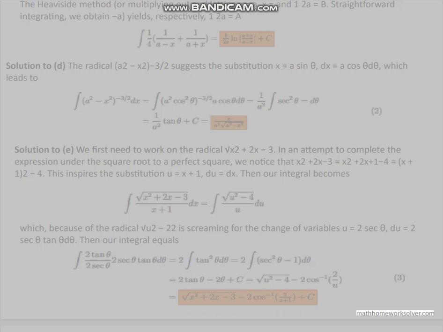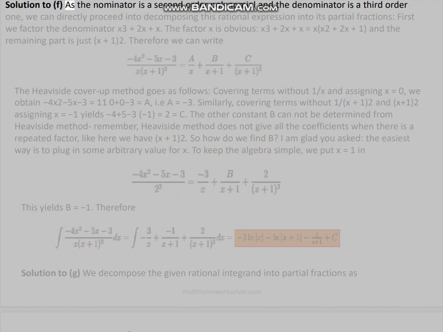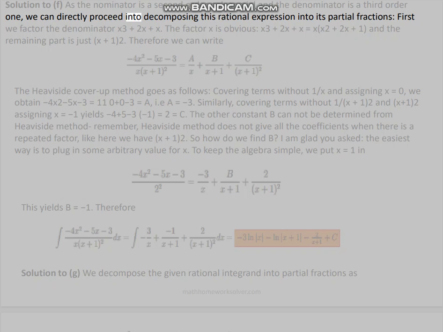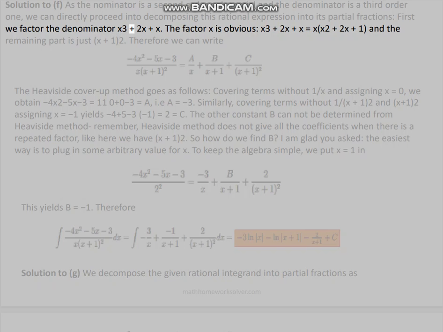Solution to F. As the numerator is a second-order polynomial and the denominator is a third-order one, we can directly proceed into decomposing this rational expression into its partial fractions. First, we factor the denominator x3 plus 2x2 plus x. The factor x is obvious. x3 plus 2x2 plus x equals x(x2 plus 2x plus 1), and the remaining part is just (x plus 1)2. Therefore, we can write.